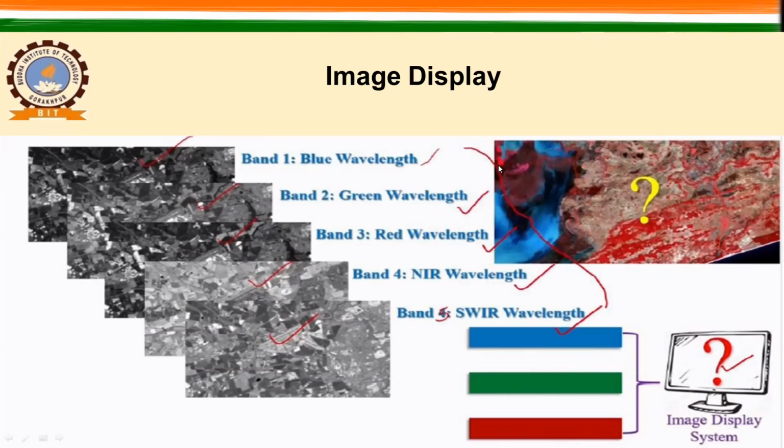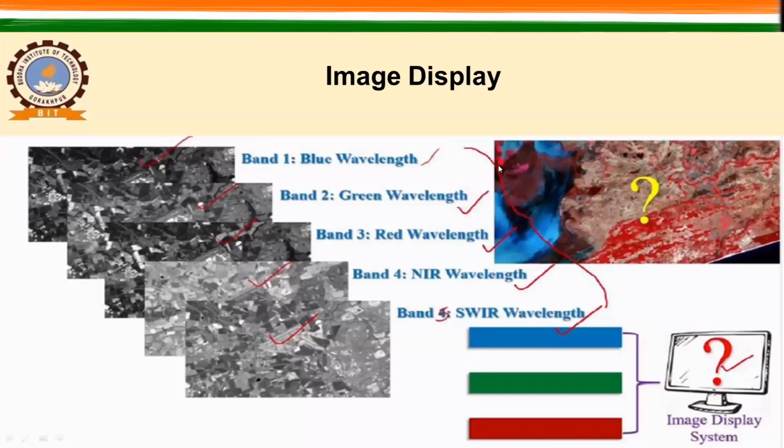But suppose you would like to see these images in color composite. How do you generate this color composite? You have to understand the basic fundamentals of this. First of all, for any kind of display, you have three primary colors. And what are those three primary colors? Blue, green, and red, right? All the colors which you are seeing are a combination of these three, that is blue, green, and red.